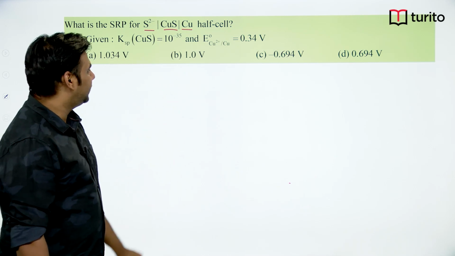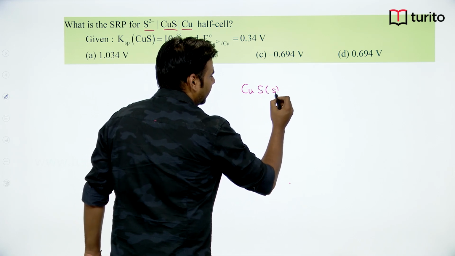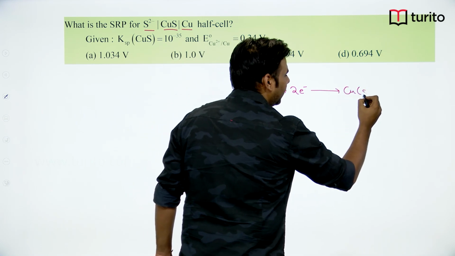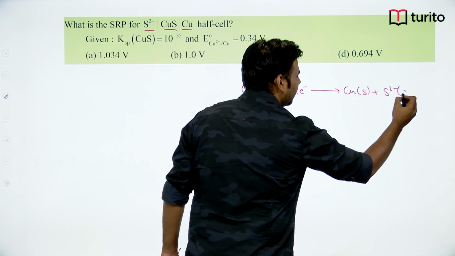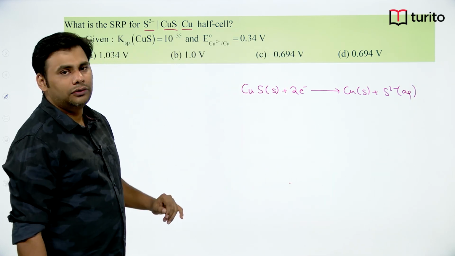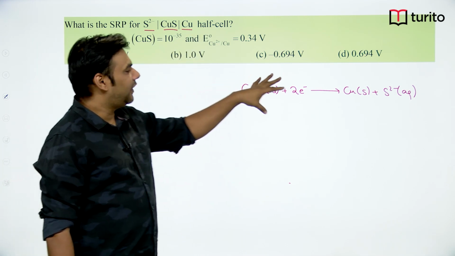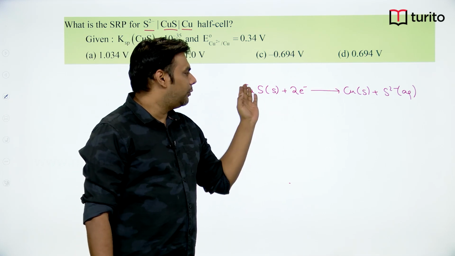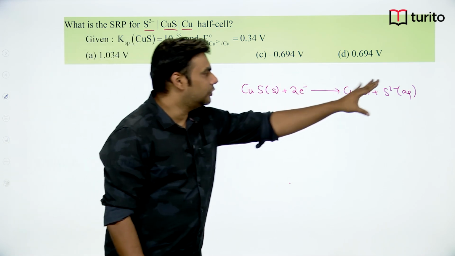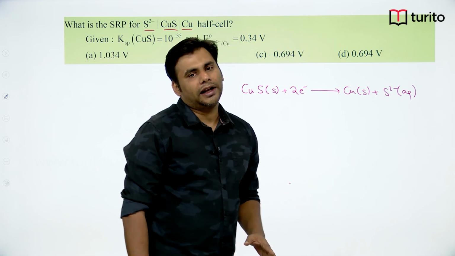Okay, so we'll write this reaction. Its reaction would be copper sulfide solid taking up 2 electrons, changing into copper solid plus sulfide ion. This is the reaction that is going on. Copper sulfide as a whole is taking up 2 electrons, copper 2 plus is changing into copper and sulfide ion is coming out. Okay, so I hope you can easily make out that this is a metal insoluble common ion electrode.